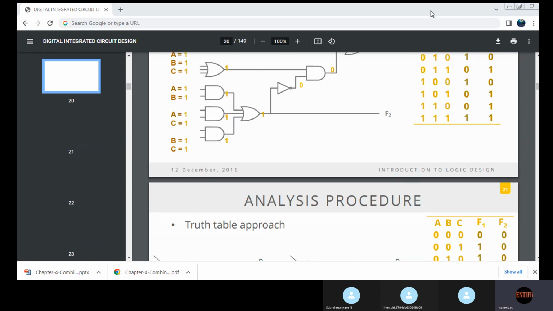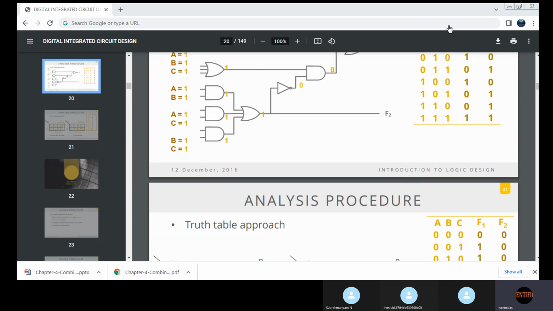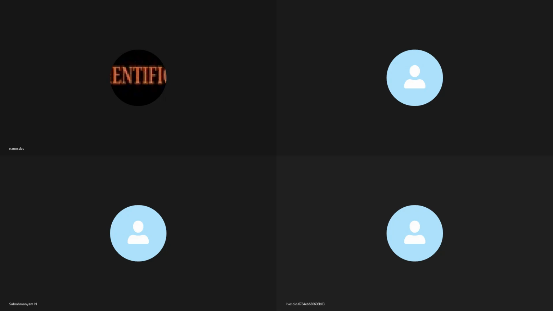Sorry, just we will understand the tri-state gate logic using the notepad. Can you see the notepad?